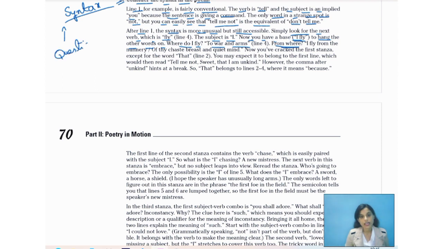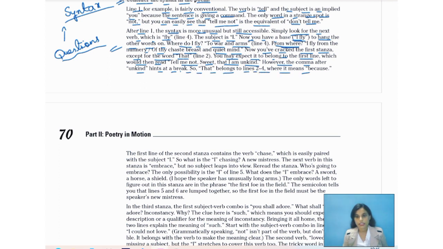Like in your mind, you can ask questions to the syntax or the grammatical errors. "I fly from the nunnery of thy chaste breast and quiet mind." Now you have cracked the first stanza, except for the word. We have almost come to know how to break up the first stanza and understand it. You may expect it to belong to the first line, which would read, "Tell me not, sweet, that I am unkind." However, the comma after unkind hints at a break. So that belongs to lines 2 to 4, where it means because.